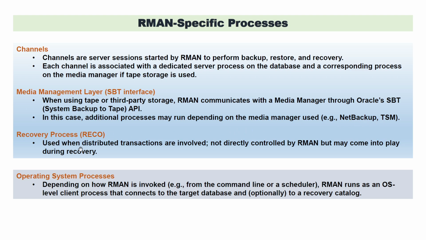Recovery process: used when distributed transactions are involved, not directly controlled by RMAN, but may come into play during recovery. Operating system process: depending on how RMAN is invoked, for example from the command line or scheduler, RMAN runs as an OS-level client process that connects to the target database and optionally to the recovery catalog. So these are some of the processes.